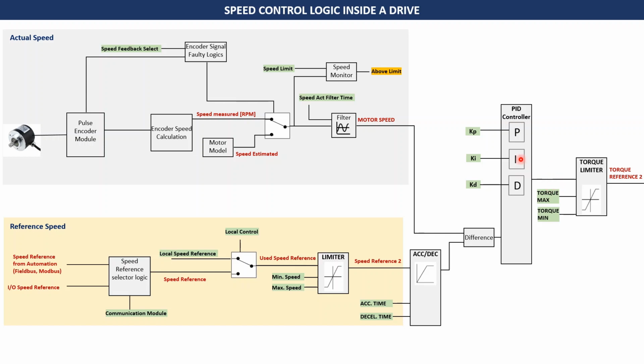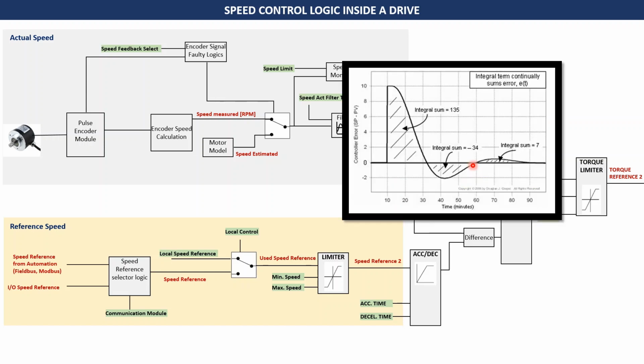Now this component of the controller helps to eliminate the error signal. We'll try to make this error as 0. Again, ki is the integral gain, which means that ki gets multiplied with the integral of the error. So in this figure, it's just an illustration of what integral means.